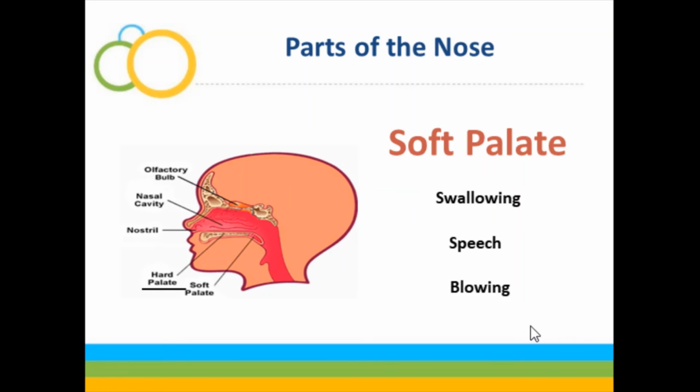Okay, there you have it. We had talked about the olfactory bulb, nasal cavity, the nostril, hard palate, and the soft palate. These are the common parts of our nose that function in order for us to smell different things. Smell flowers, smell food, get air.